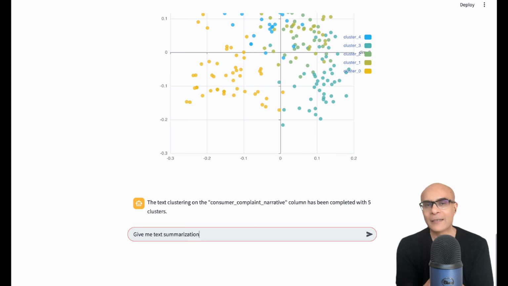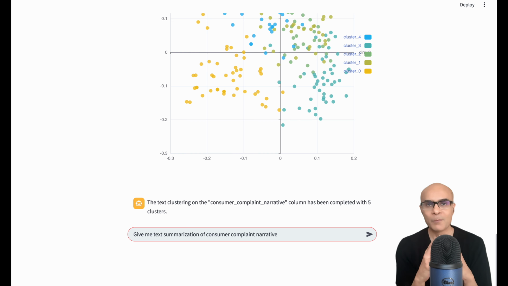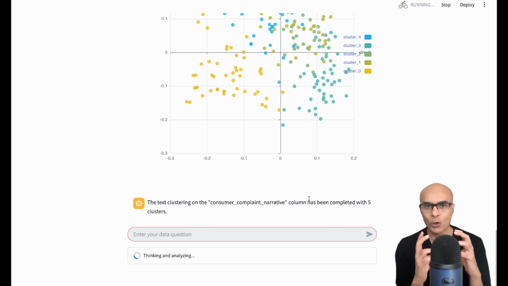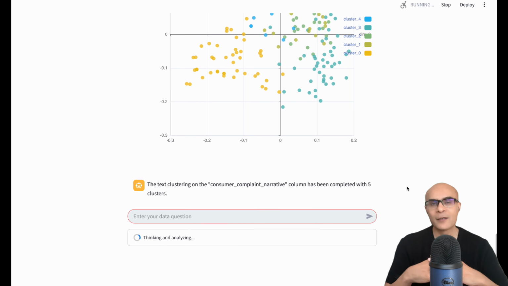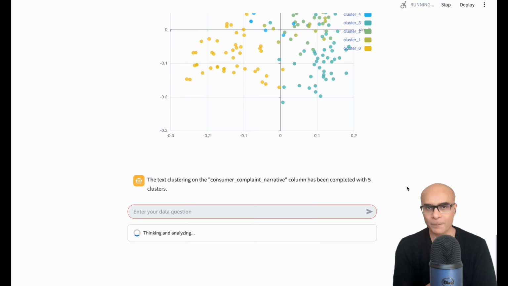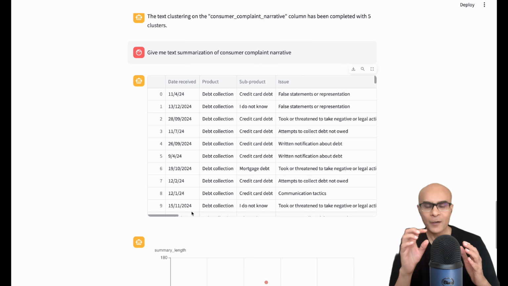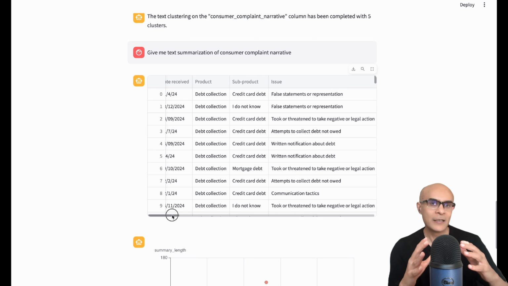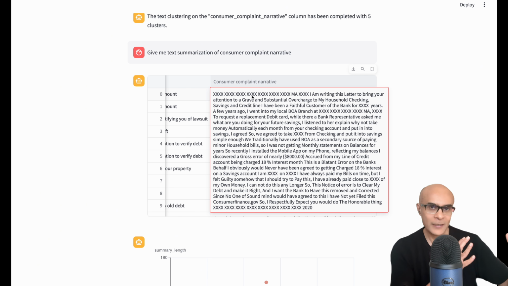Now let us go to the next interesting insight, which is text summarization. Customer complaints can be quite long. In some cases they can be more than 1,000 words, but let us try to summarize them into short summaries. Let us ask a question to Data Jarvis such as: give me a text summarization of the consumer narrative column. Data Jarvis is going to reply back with a table, and let us take the first complaint as an example. Here you can see that this complaint is quite long. This is the complaint we already saw earlier.